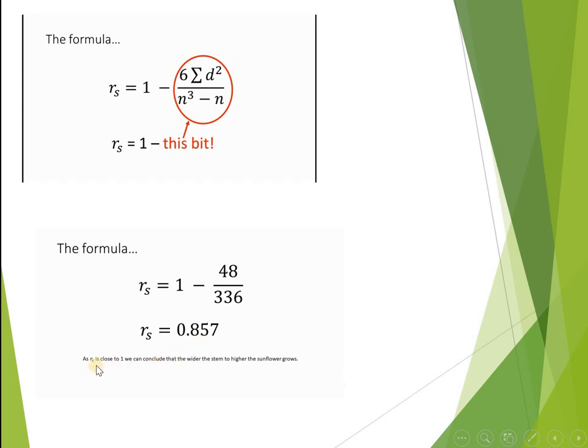So it means in rs, or Spearman correlation coefficient close to 1, we can conclude that the wider the stem, the higher the sunflower growth.